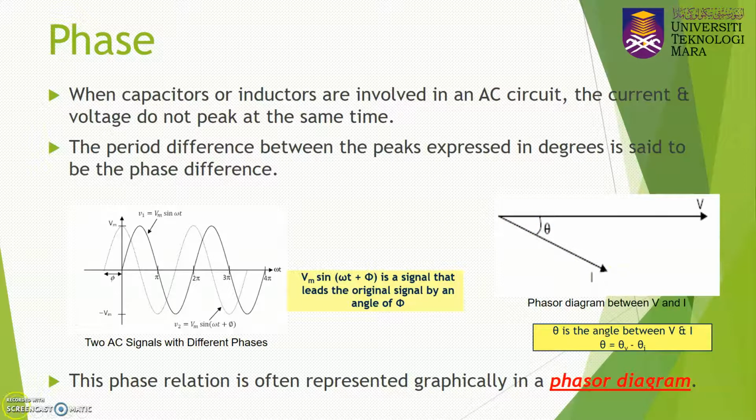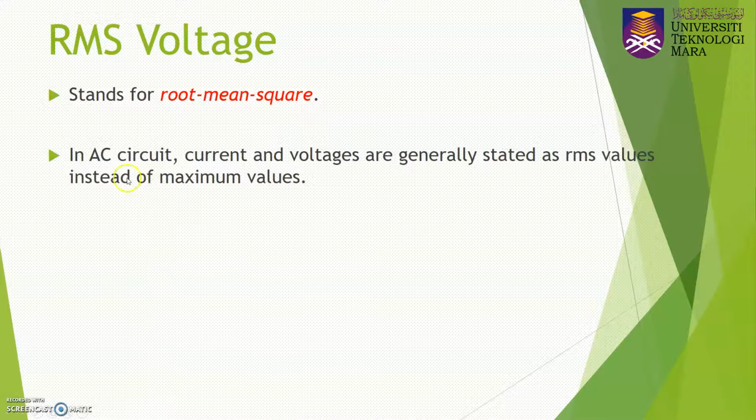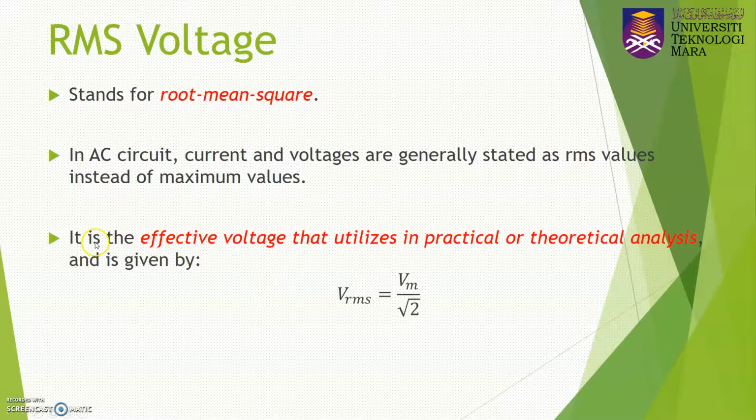Next we are going to see the concept of RMS. RMS stands for root mean square. In AC circuits, current and voltage are generally stated as RMS values instead of maximum values. The RMS is considered the effective voltage utilized in practical or theoretical analysis. VRMS is usually given by the peak value divided by square root 2, where Vm represents the maximum or peak voltage.